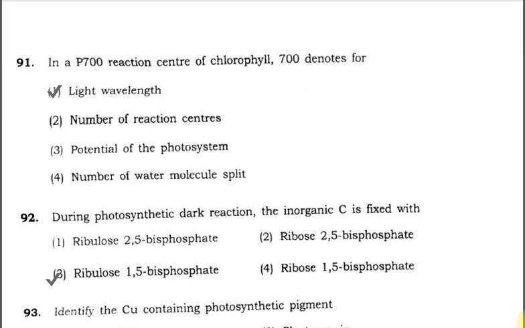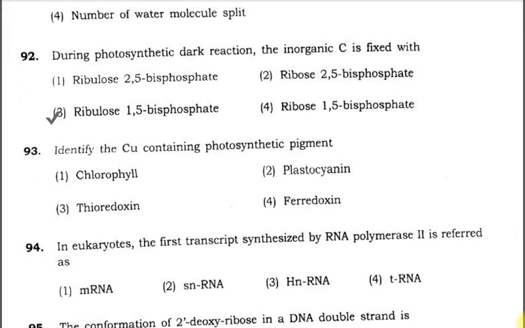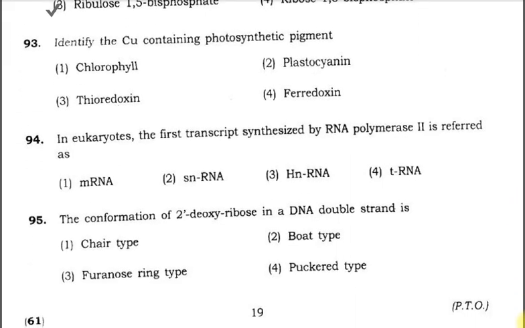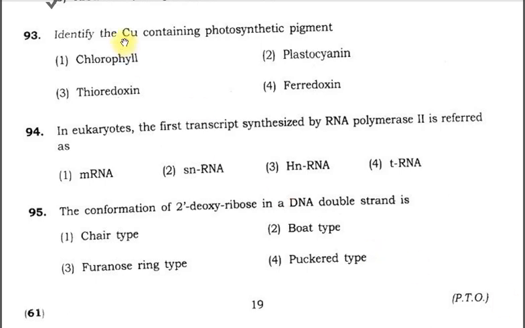Moving to the next question, question number 93. Identify the Cu (copper) containing photosynthetic pigment. Option 1, chlorophyll. Option 2, plastocyanin. Option 3, thioredoxin. Option 4, ferredoxin. Here the correct one is option number 2, which is plastocyanin.